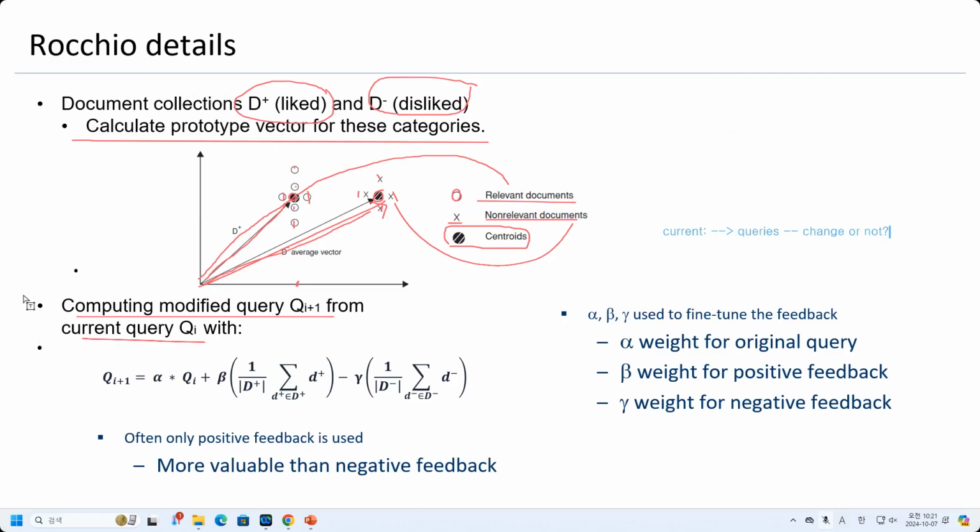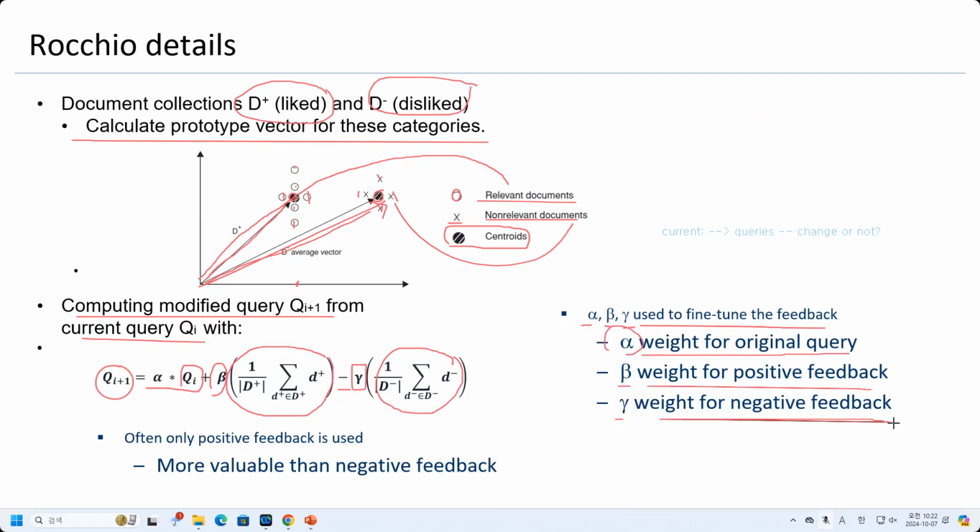And how big are the changes of my current preferences? In the formula, Q i plus 1 means the next query. It is alpha multiplied by Qi, plus beta multiplied by the amount of D plus or like, minus gamma multiplied by the amount of the dislike. So alpha, beta, and gamma are used to fine-tune the feedback. Alpha is the weight for the original query, beta is the weight for the positive feedback, and gamma is the weight for the negative feedback.